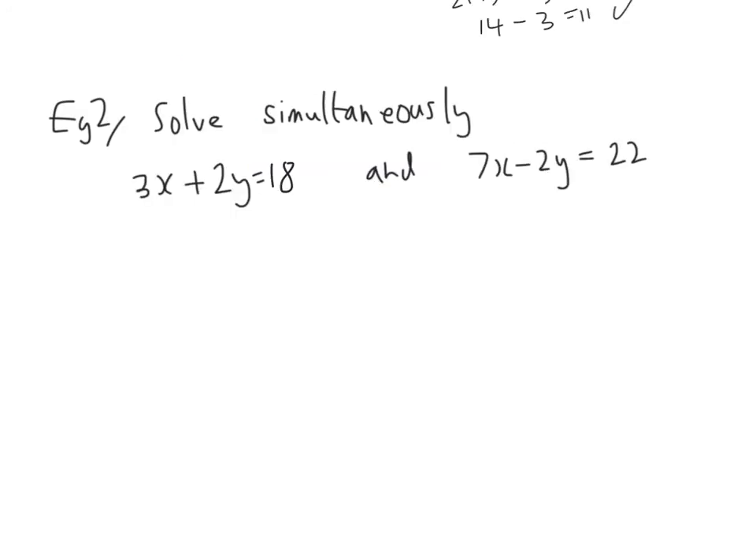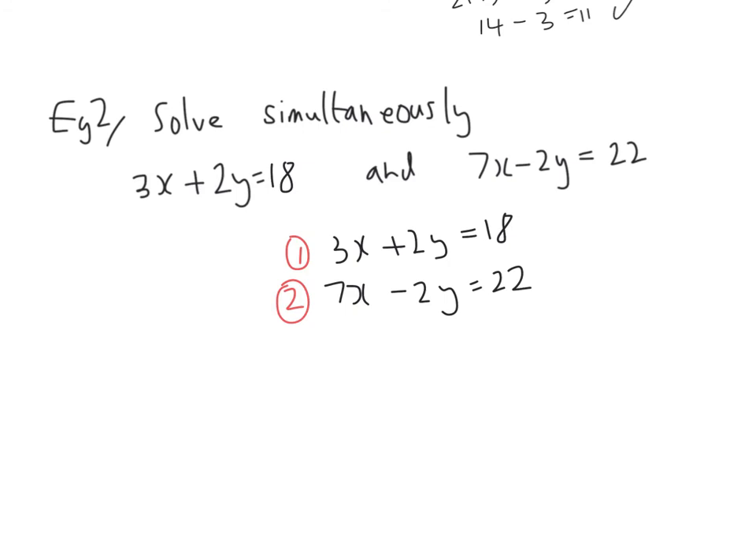Example 2: we have to solve simultaneously 3x plus 2y equals 18 and 7x minus 2y equals 22. You should start off by labelling the equations and writing one below the other, making sure that the x's line up, the y's line up, and the number lines up at the end. We then check, are the number of y's the same? They are, they're both 2y, and one is positive and one is negative. In that case, we can add the two equations, 1 plus 2, to give a third equation.